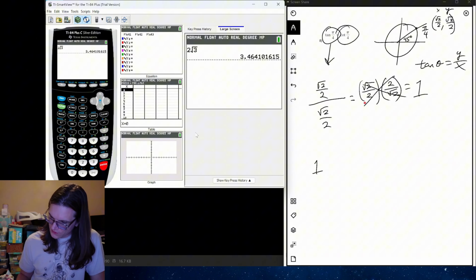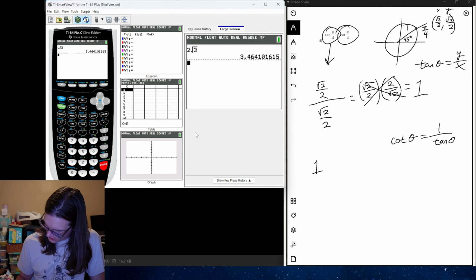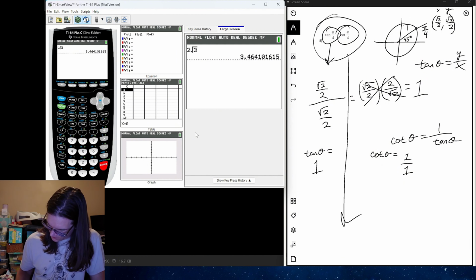And then the cotangent of pi over 4 is, as we know, 1 over the tangent. And if the tangent is 1, then the cotangent is 1 over 1, which is 1. So that means this answer is 1 plus 1 equals 2.